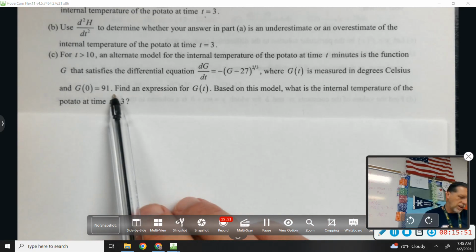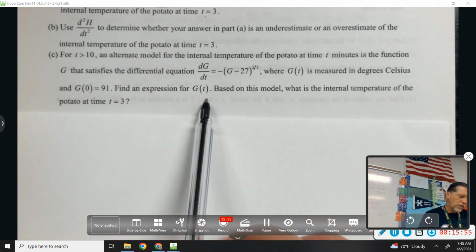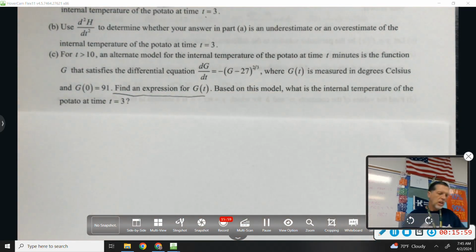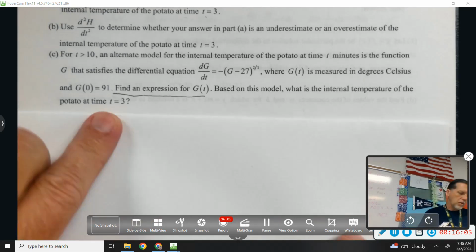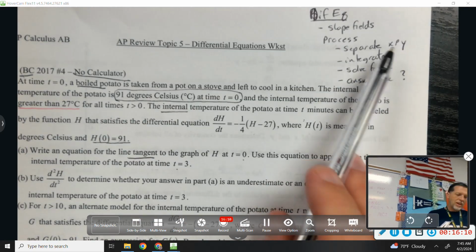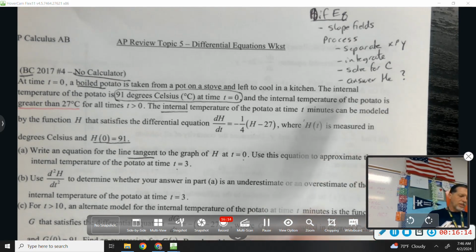G of 0 is 91. Okay, that's the same as what we did. Find an expression for g of t. Okay, so solve for g of t. And then based on that model, find the temperature of the potato at time 3. Okay, this fits what we said earlier. We're going to have to separate and then integrate and then solve for c and then answer the question. So this part C has all of those things in it.